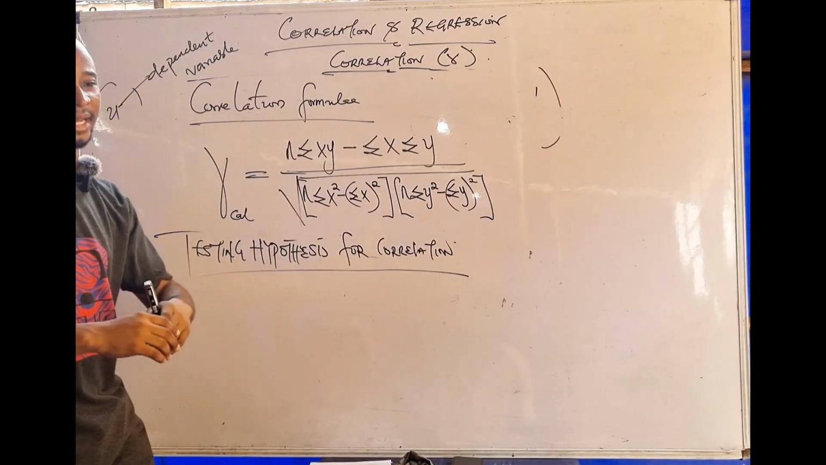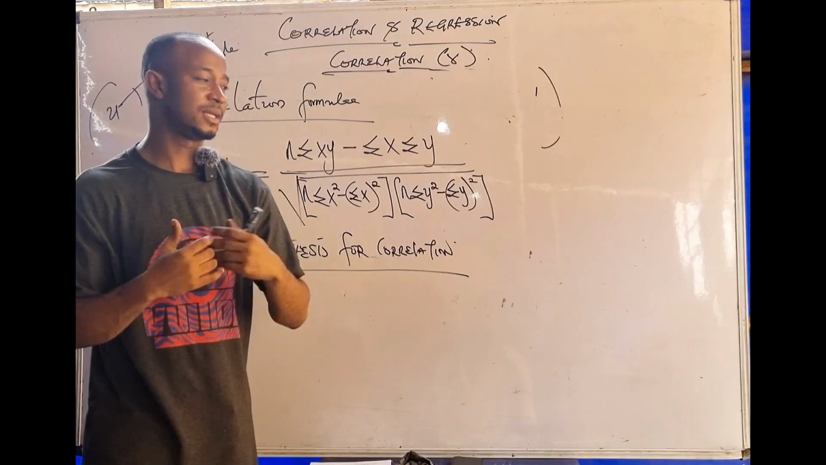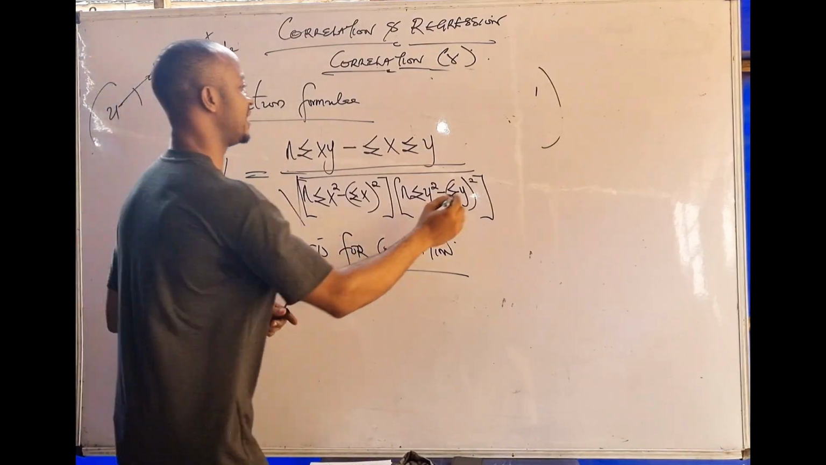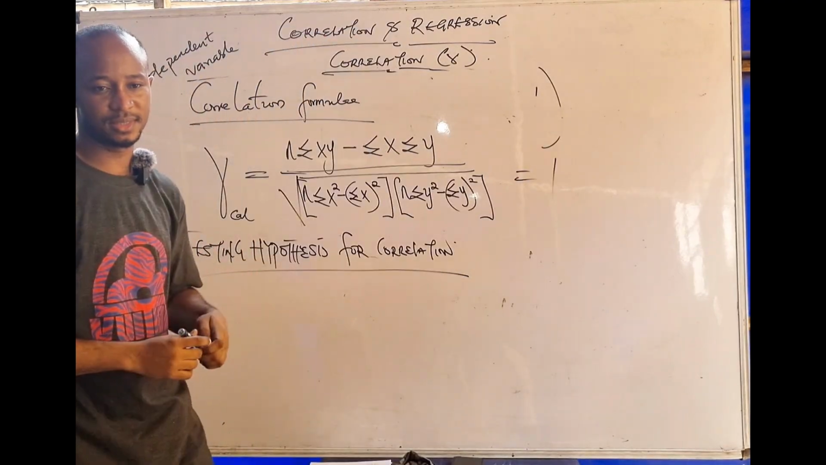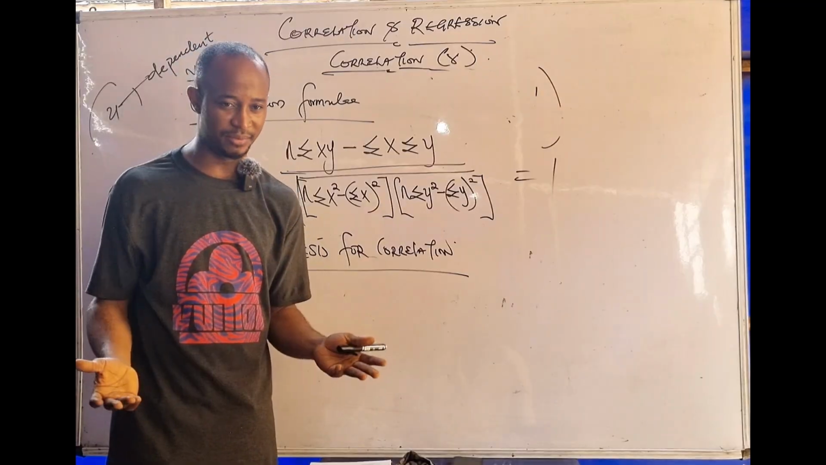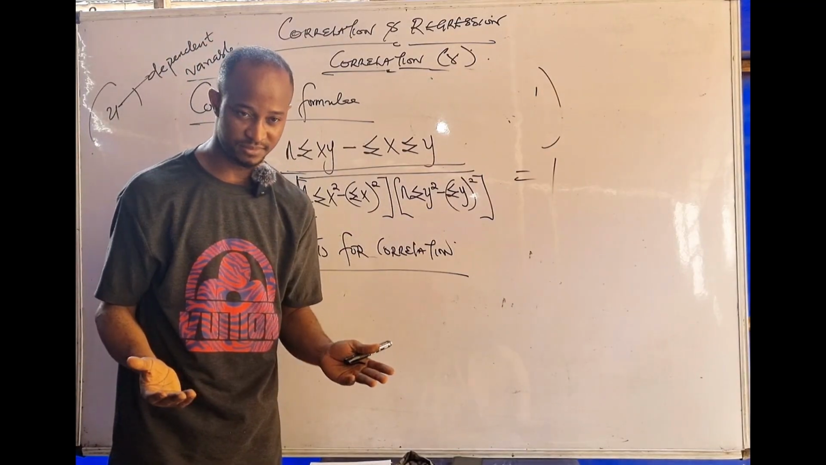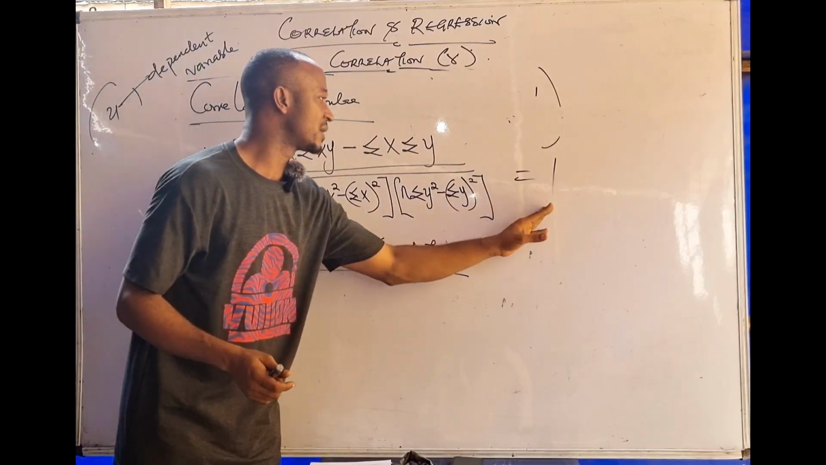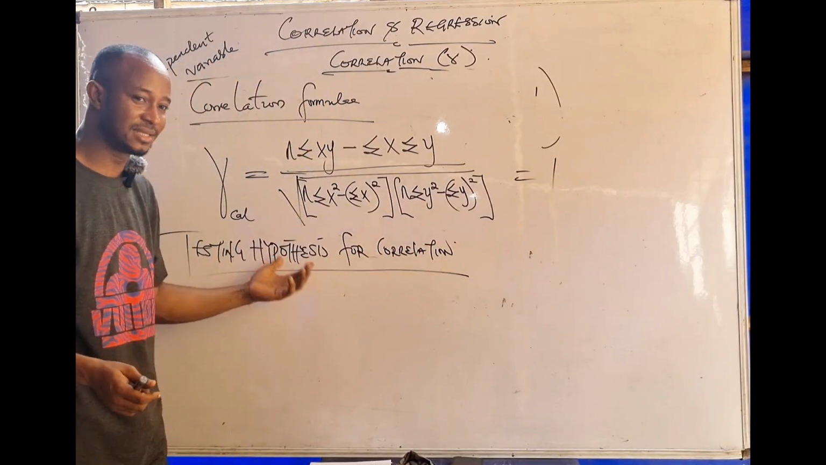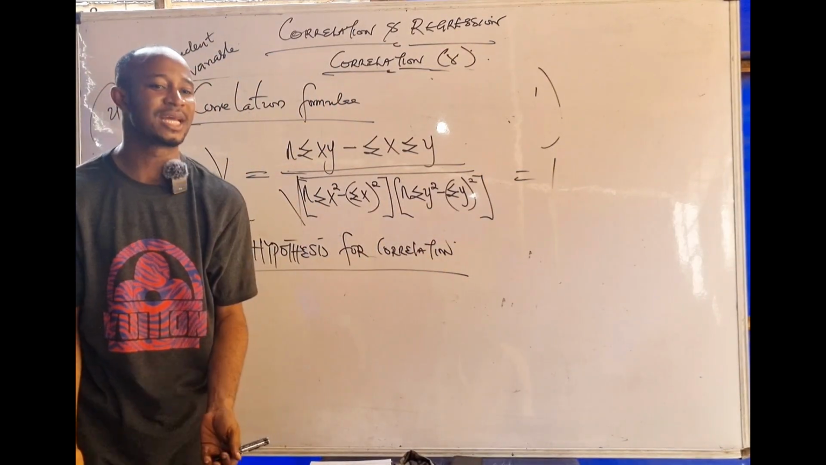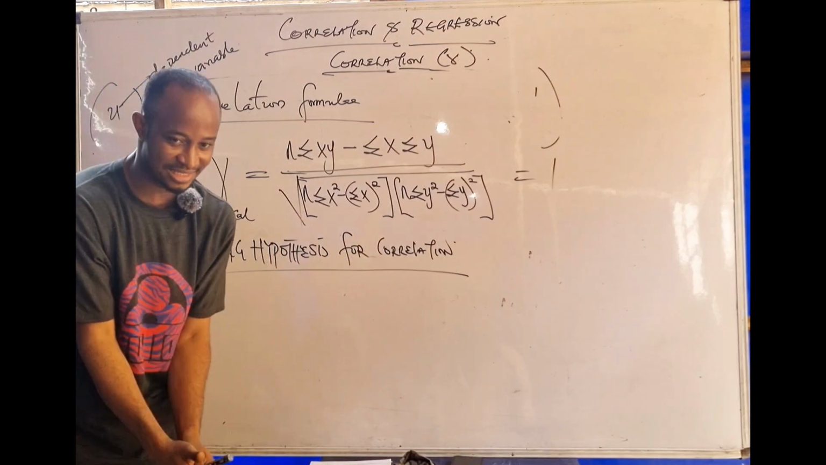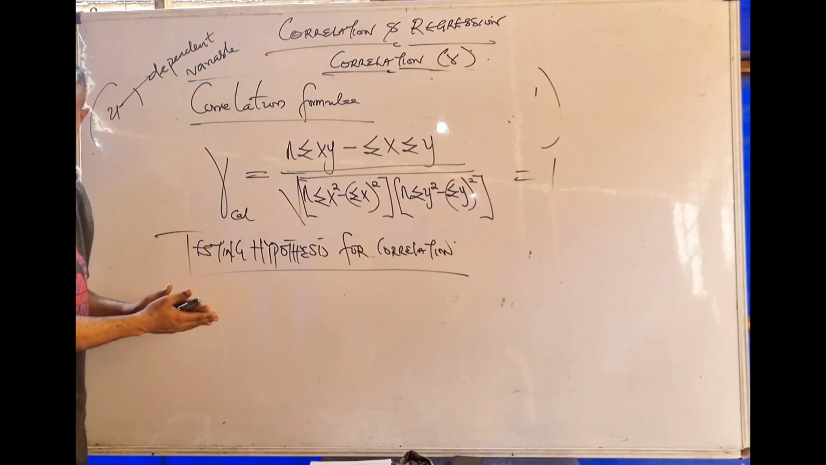You can't just make a claim that after solving for R, you now have R as 1, which means perfect and positive relationship. This value you have here, you can't just accept it. It's like making a claim. You must subject that claim to a test, called testing hypothesis. Are you getting the concept here?